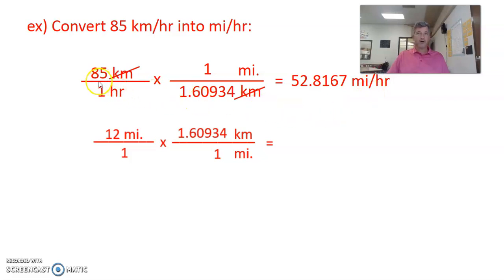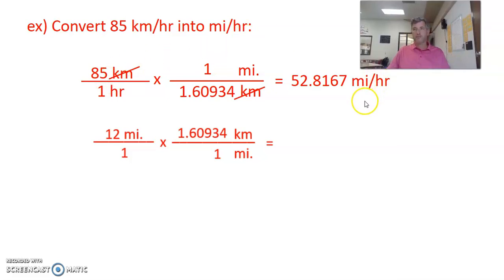And it looks like, again, go back to your starting number. In this case, it has 2 sig figs. So my answer becomes 53 miles per hour. That is all.